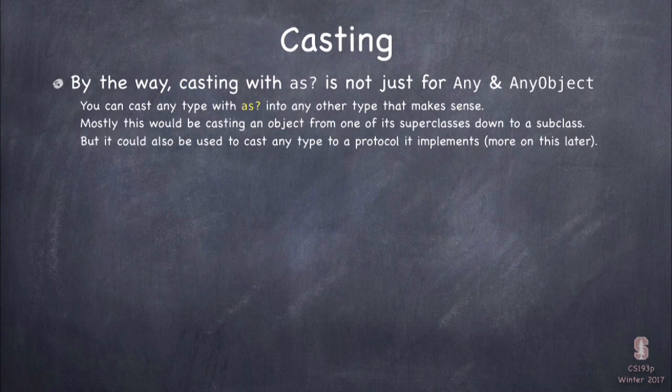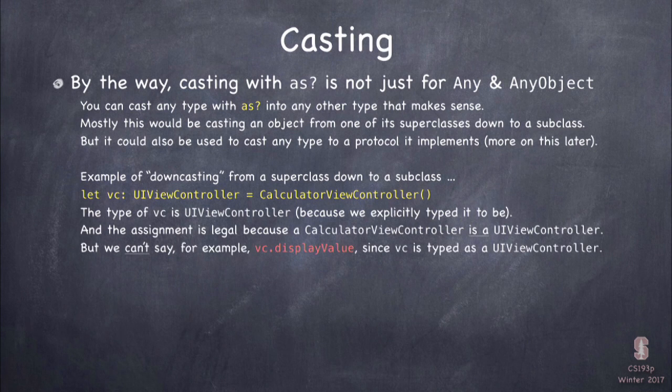This casting, by the way, is not just for any object. We can cast other things. For example, if I had a variable which is VC, which is a type UI view controller, I could assign it to calculator view controller, because calculator view controller is a subclass of UI view controller, so it is a UI view controller, so I could assign it to VC.